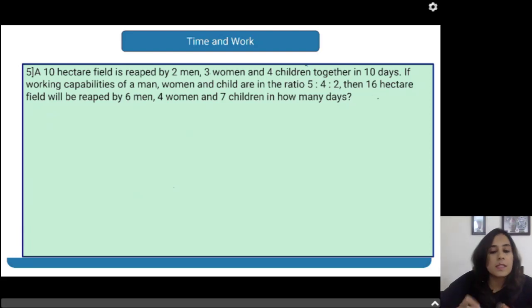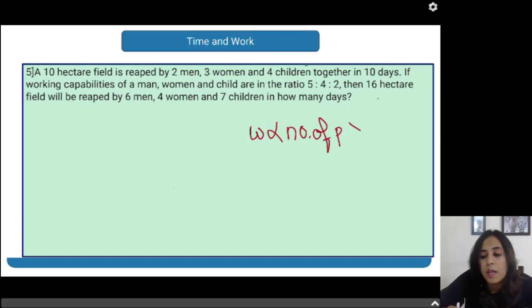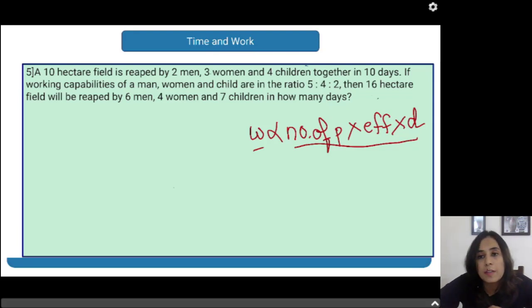So guys, in this particular problem, use the formula that your work is directly proportional to the number of people working into their efficiencies into the number of days that they are working. So work has a direct relationship with the number of people that are working and the number of days. Initially we had the formula with the number of hours they put in, but that can be replaced with efficiency, because the more efficient, the more work is going to be done. So it is a direct proportion relationship.